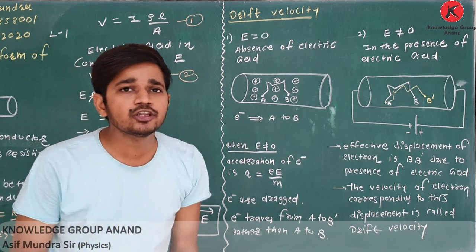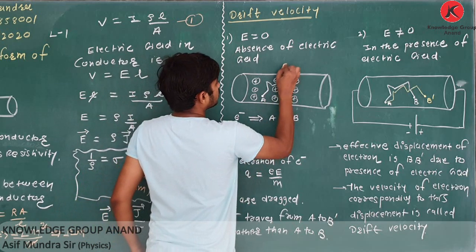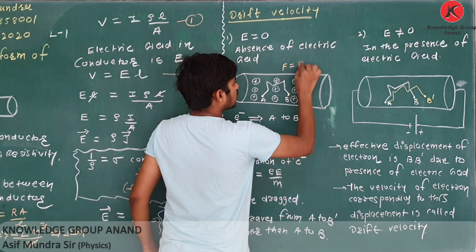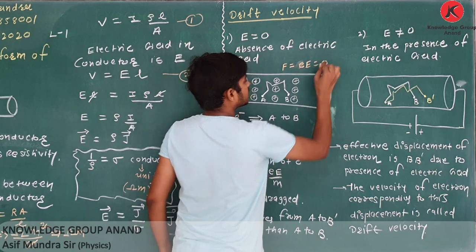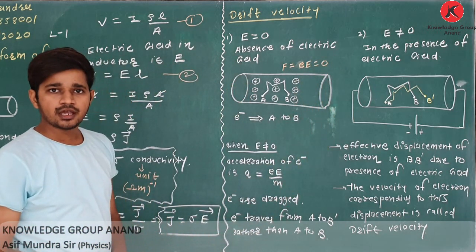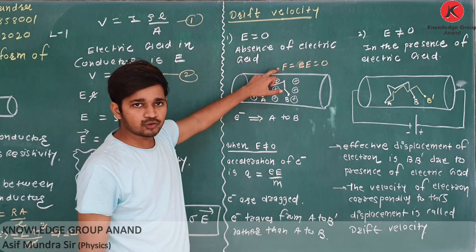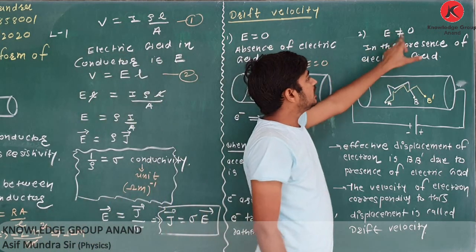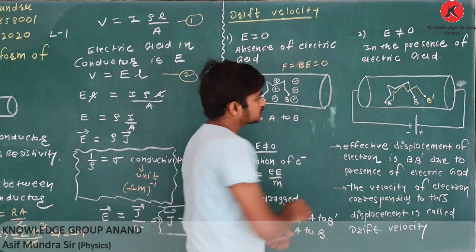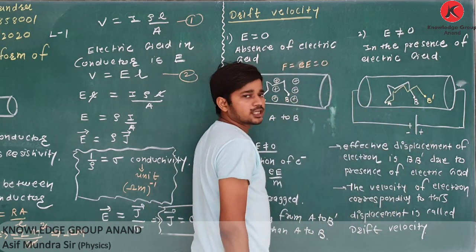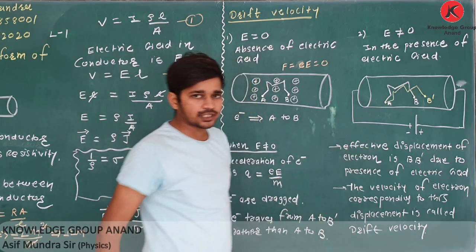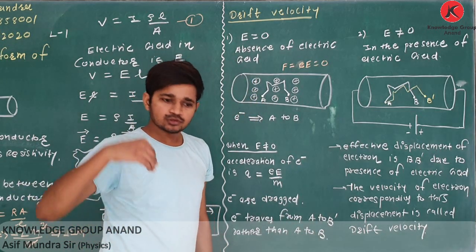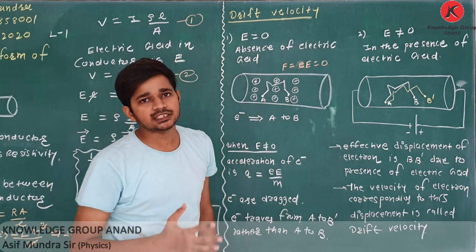Electric field is 0, so the force acting on the electron due to the external electric field is also 0. In this case, force acting due to external field is 0. Now second case, see here, electric field is not 0. It means between two ends of the conductor, one cell, a battery, is connected. Battery provides EMF, electromotive force, to give motion to charge.